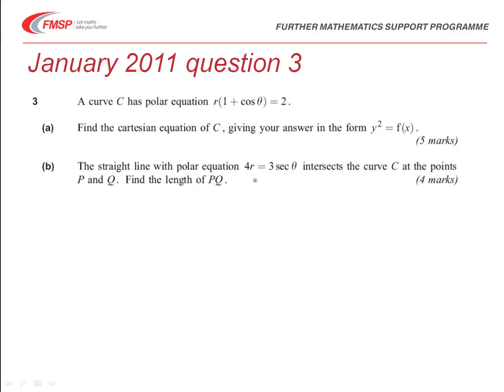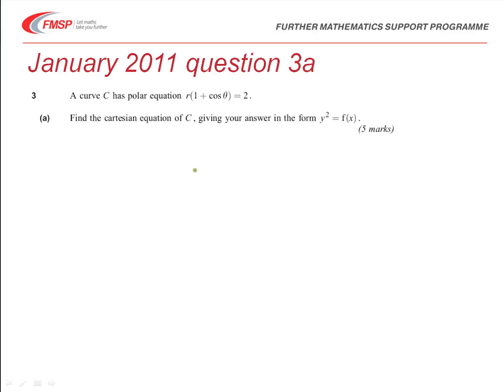Then in part B, we're given that this particular curve intersects with a straight line, and we have to find the distance between the 2 points P and Q of intersection. Okay, well, on to the first part, finding the Cartesian equation.